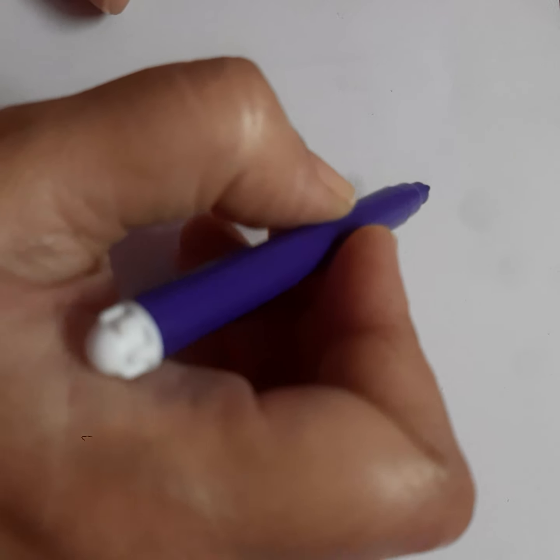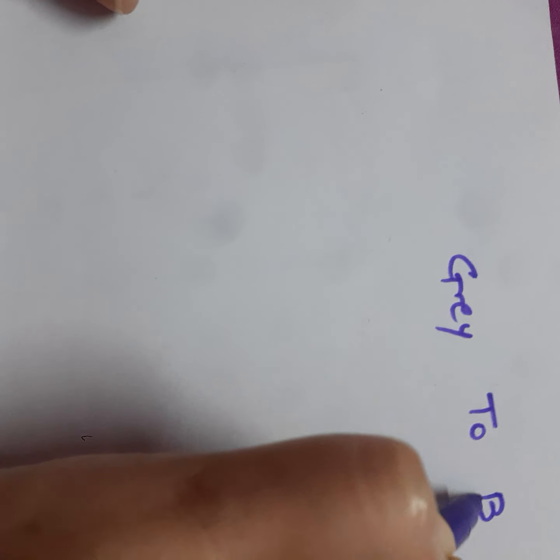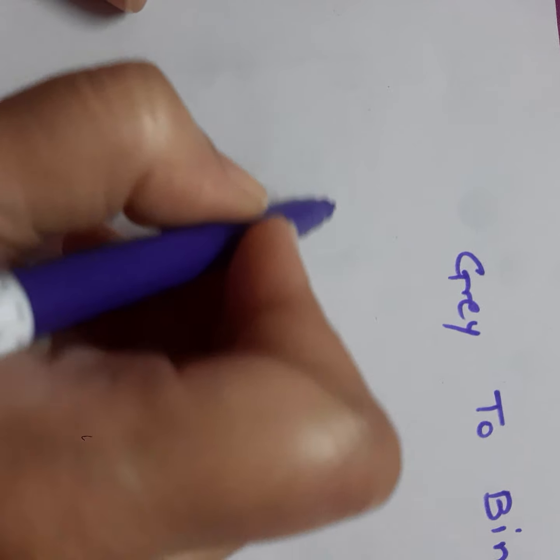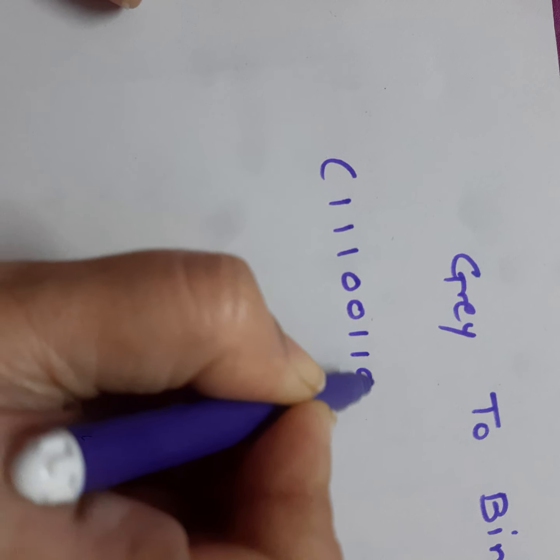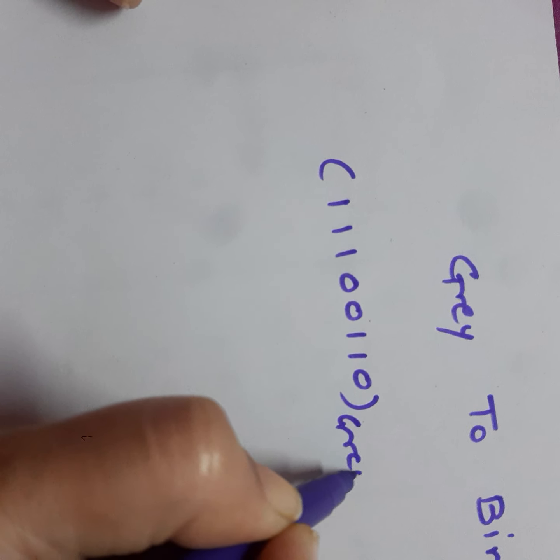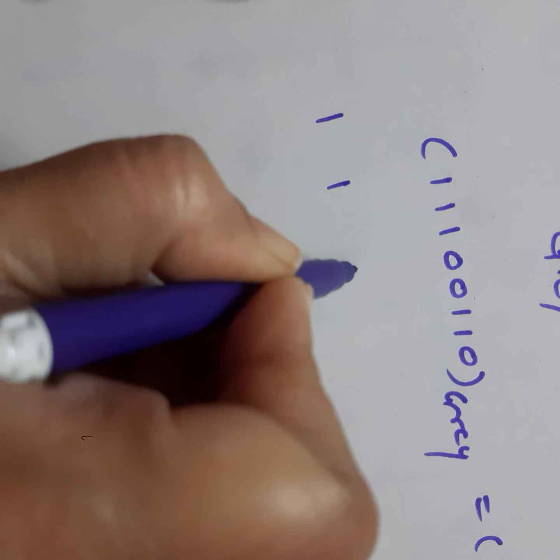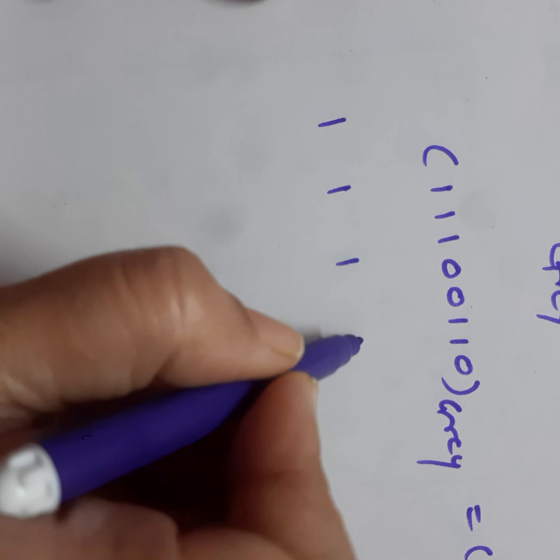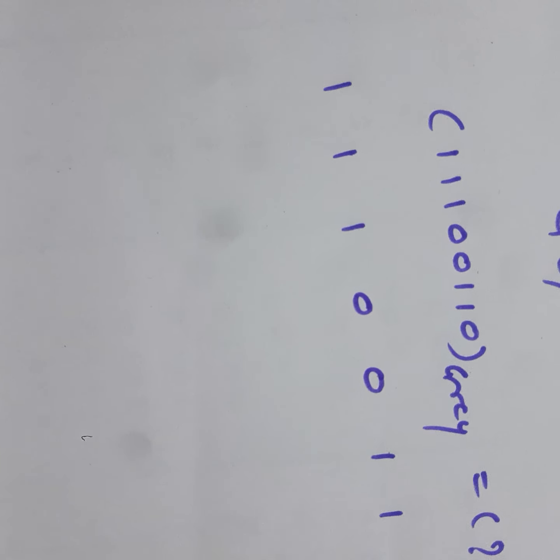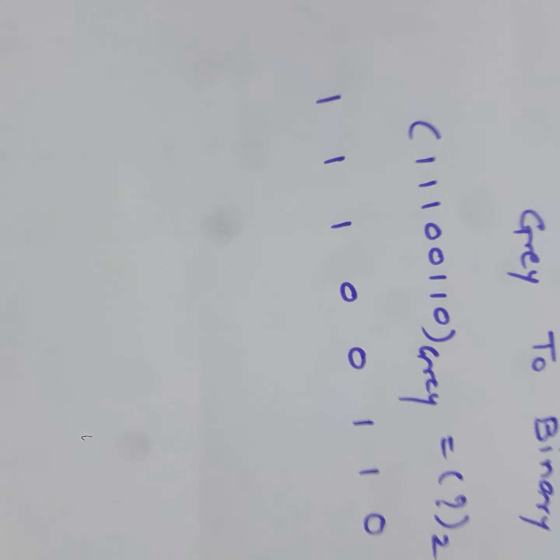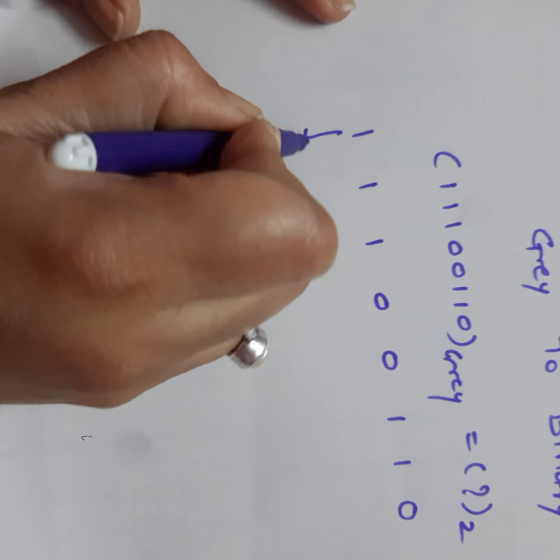Let us take another example for gray to binary. Let us take the example 111000110. Suppose this is my gray number and I will have to convert it into binary. So what to do? I'll write down this number as it is, 111000110. Write down the number as it is.